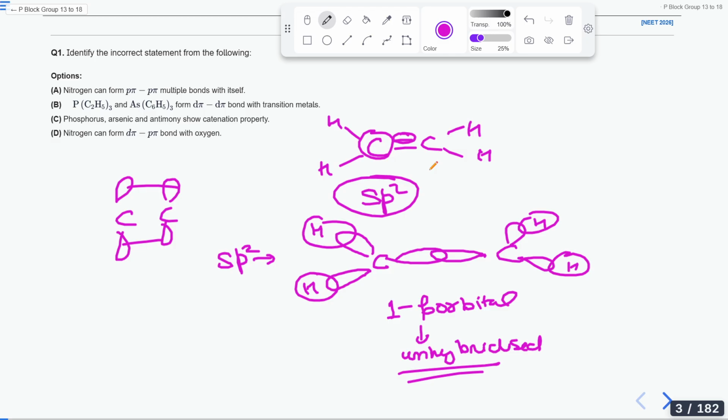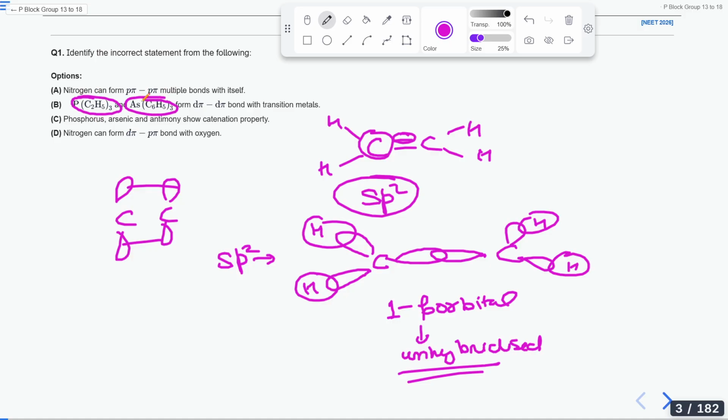Once we do the hybridization, the hybridized orbitals are involved in the sigma bond, and the unhybridized orbitals, which are not involved in the hybridization, will do the sidewise overlap to make the pi bond. Is it clear to everyone? That same thing is being applied here also.